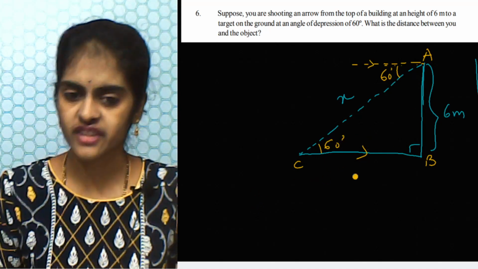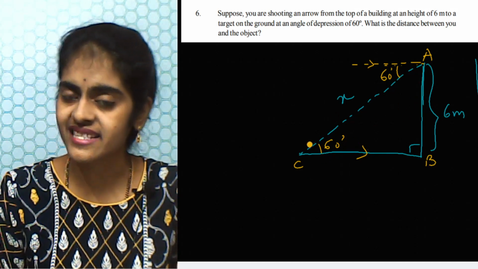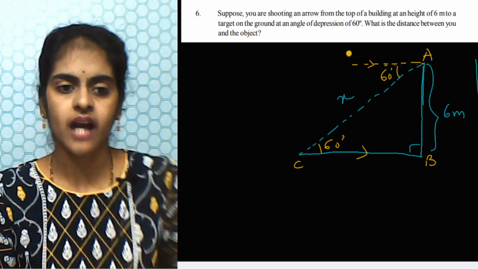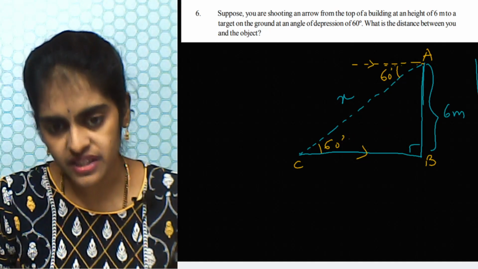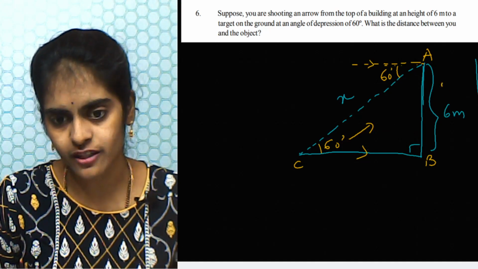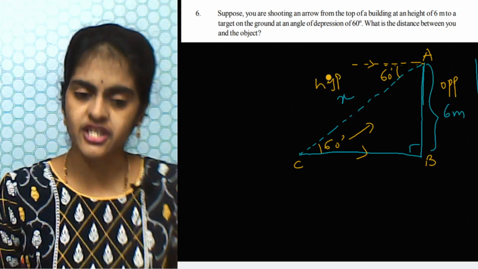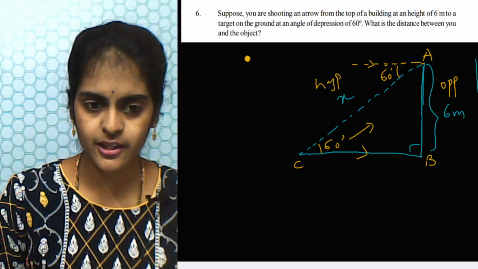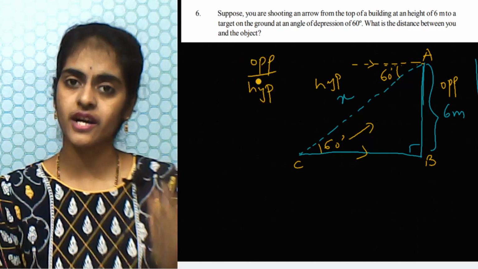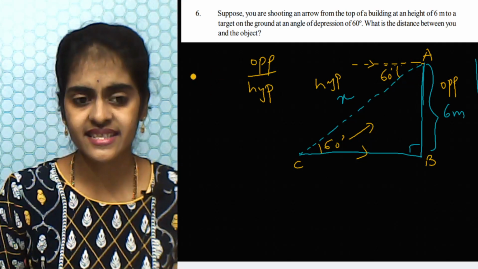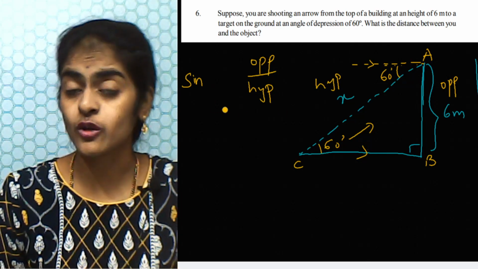Clear? Now you have the triangle where one angle is 60 degrees and you have to find the distance between you and the object, and the height of the building is given. So now with reference to this angle, this side is nothing but the opposite side, and you have to find the hypotenuse. So which relation are you going to consider? You have the relation with opposite side and hypotenuse. So which ratio are you going to consider? You will definitely consider sine ratio, isn't it? Sine is nothing but opposite by hypotenuse. So you are going to consider sine.